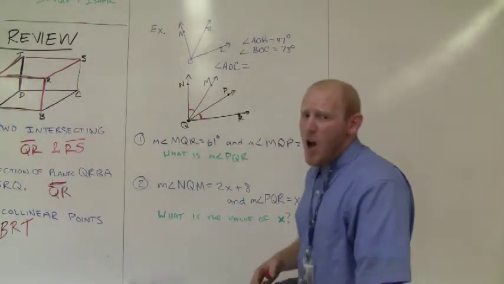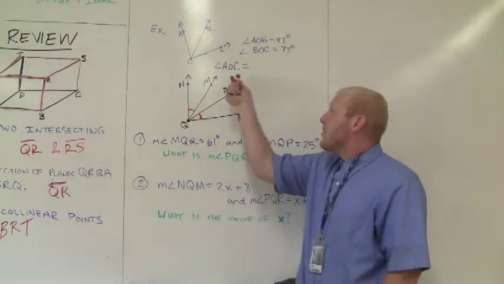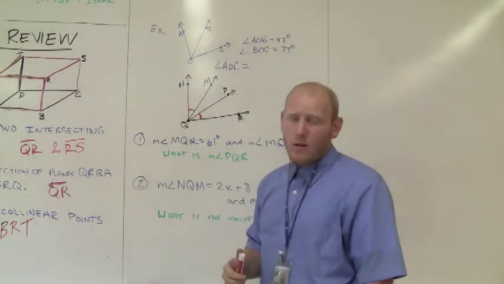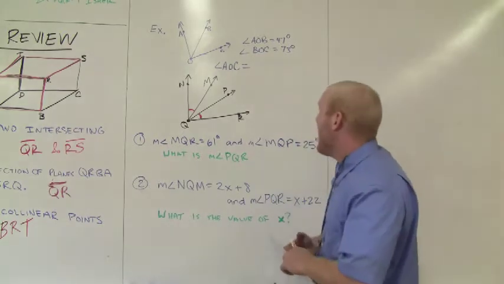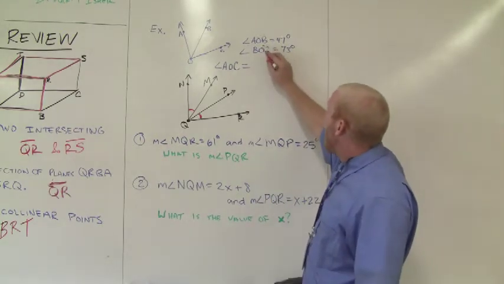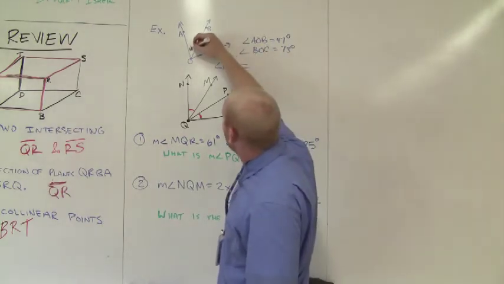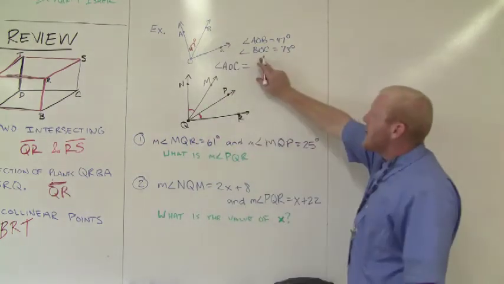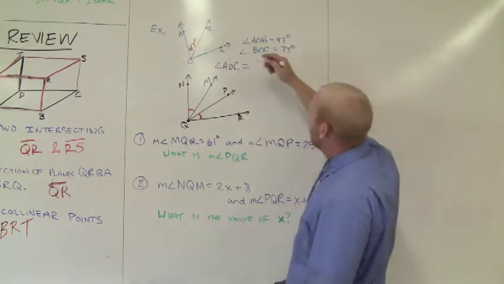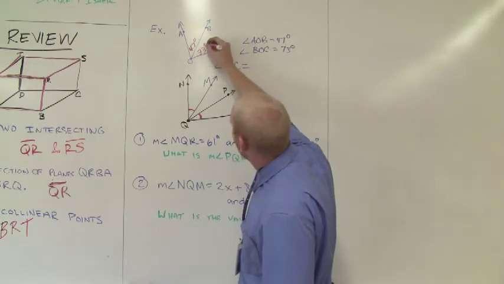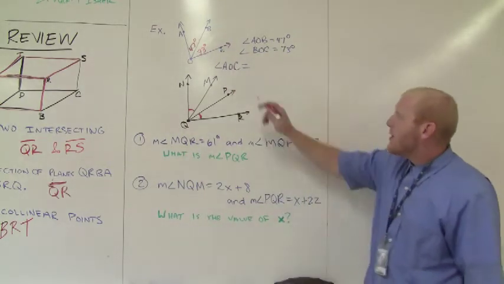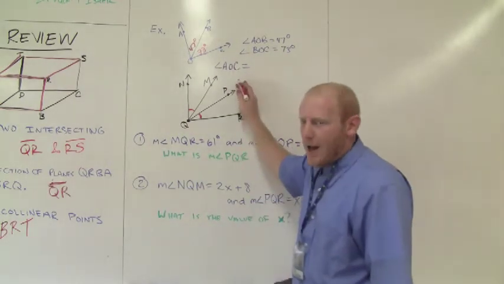Sorry about that, guys. Real quick before we go into this, I'm just doing another quick example about angles and the measure of angles. Here it says the measure of angle AOB is 47, so I'll mark that. And it says the measure of angle BOC is 73 degrees. Now, it wants to know what's the measure of angle AOC.